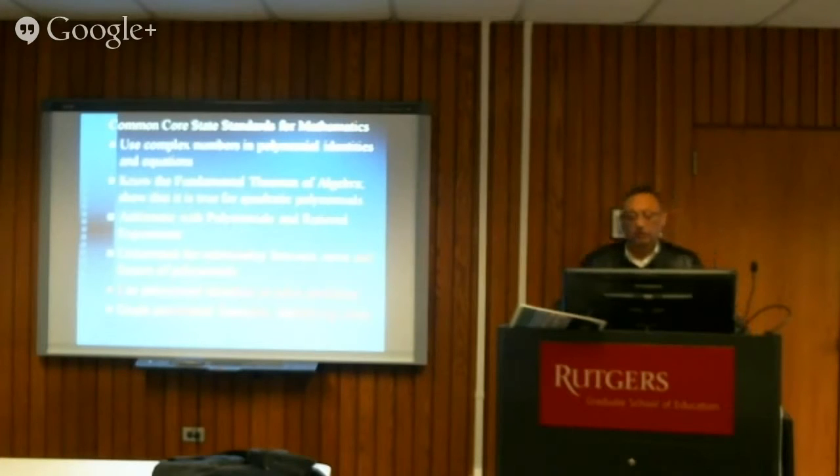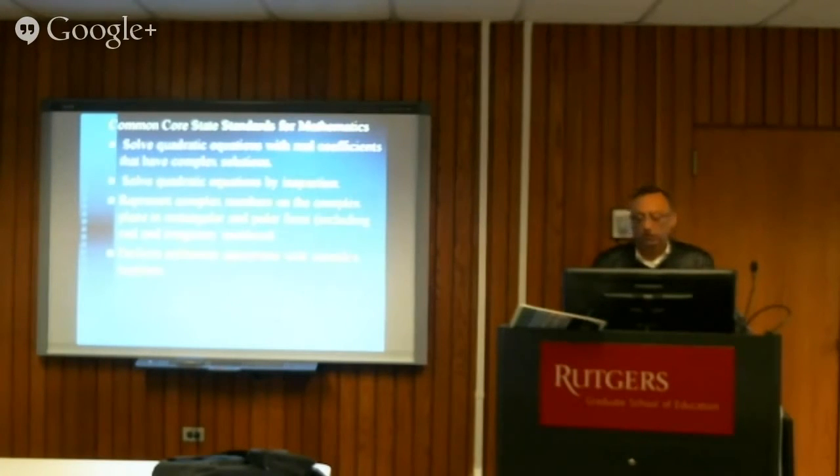Some of the topics that I've seen there in the Common Core standards are: use complex numbers in polynomial identities and equations. Know the fundamental theorem of algebra. Show that it's true for quadratic polynomials. Arithmetic with polynomials and rational expressions. Understand the relationship between zeros and factors of polynomials. Use polynomial identities to solve problems. Graph polynomial functions identifying zeros. Solve quadratic equations with real coefficients that have complex solutions. Solve quadratic equations by inspection. Represent complex numbers on the complex plane in rectangular and polar form, including real and imaginary numbers. Perform arithmetic operations with complex numbers.